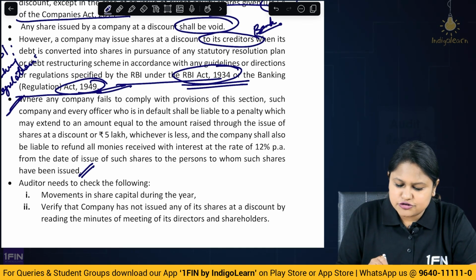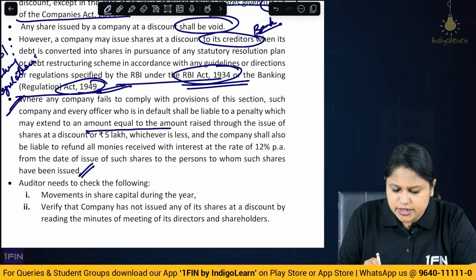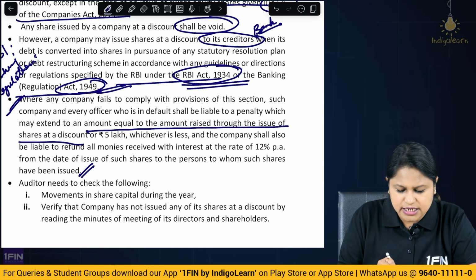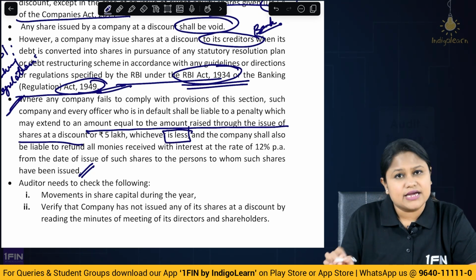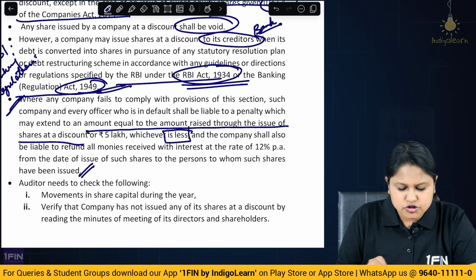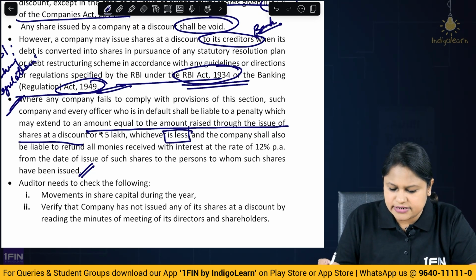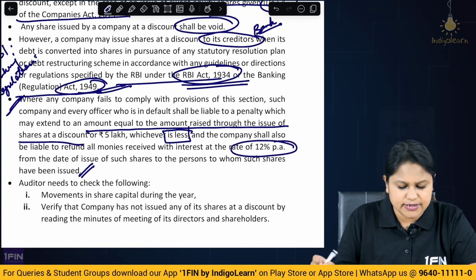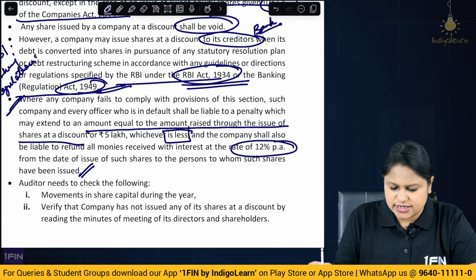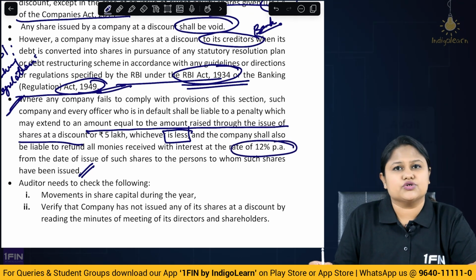Where any company fails to comply with the provision of this section, such company and every officer who is in default shall be liable to a penalty which may extend to the amount equal to the amount raised through the issue of shares at discount, or 5 lakh, whichever is less. And the company shall also be liable to refund all the monies received along with the interest of 12% per annum from the date of issue of such shares to the person to whom such shares have been issued.